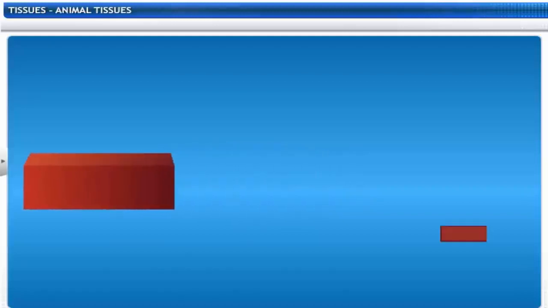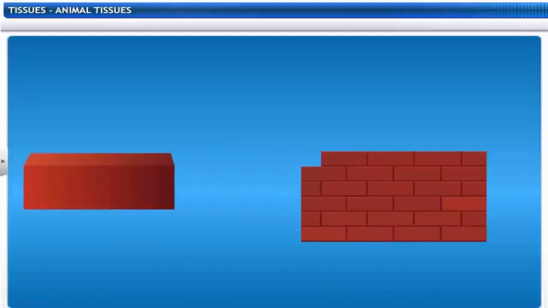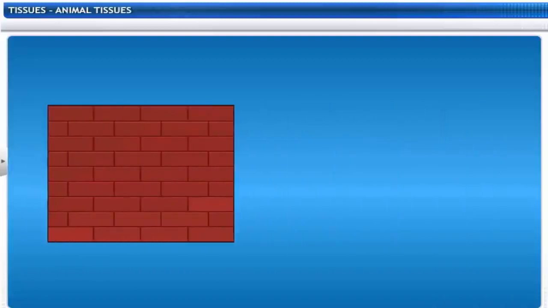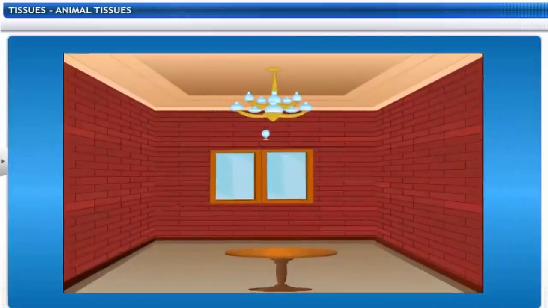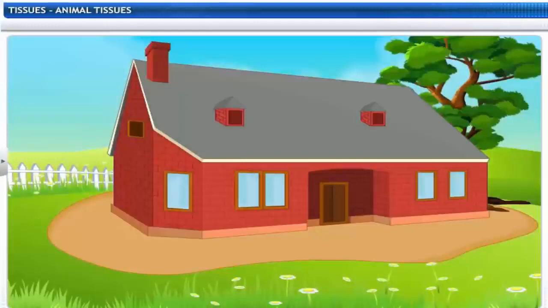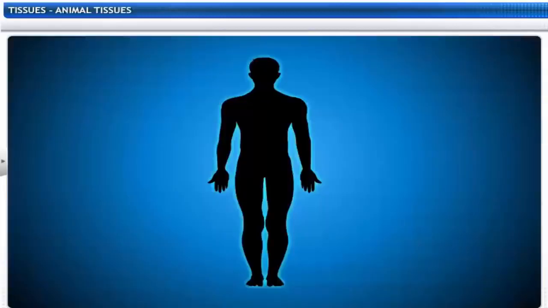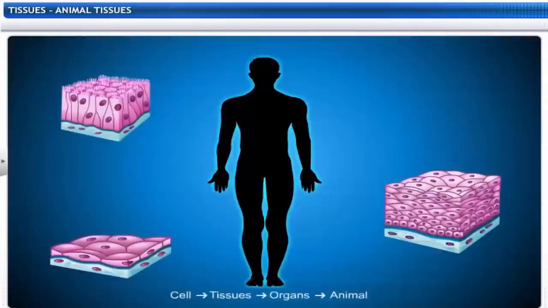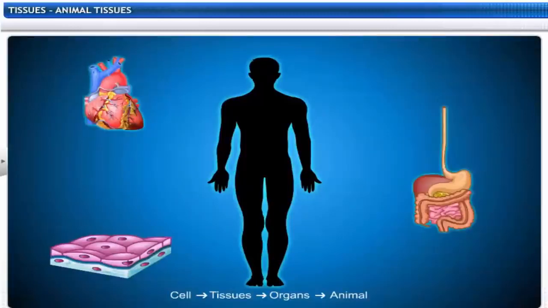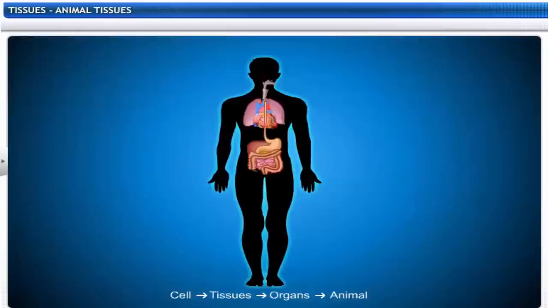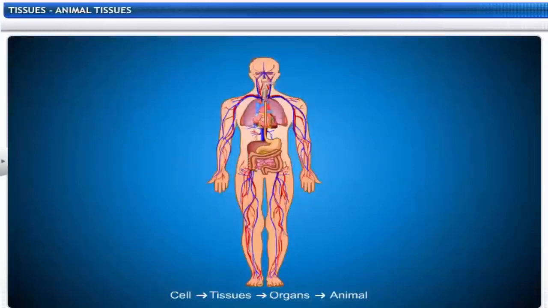It takes a small brick to form a wall. It takes 4 walls to form a room, and many rooms to form a house. Similarly, it takes tiny cells to form a tissue. It takes different tissues to form an organ, and many organs to form an organism.